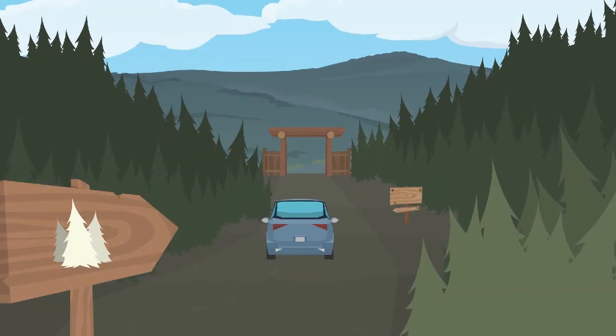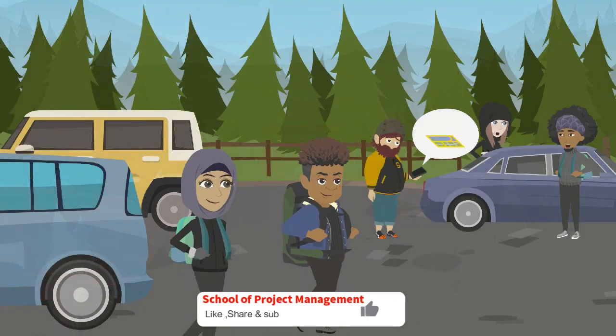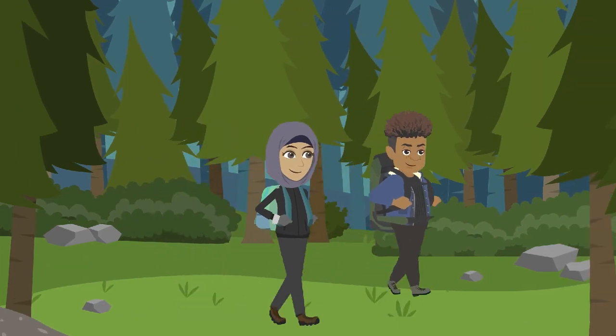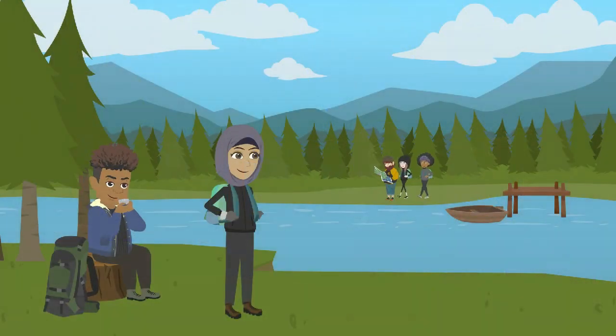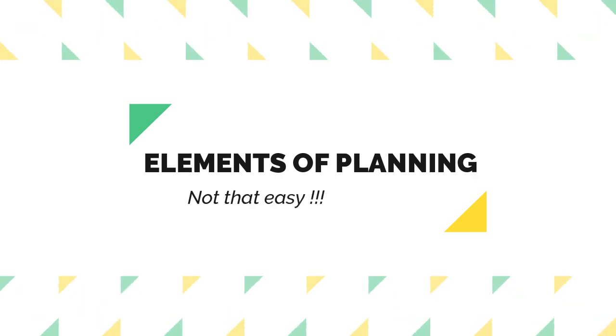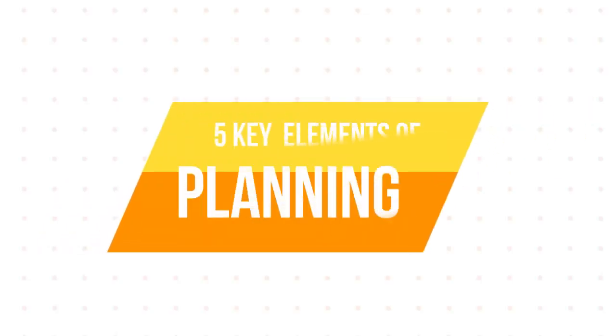Imagine you're planning a road trip. You need to know your destination, the route, the stops along the way, and also the fuel you need. Similarly, in software project planning, you outline the project scope, tasks, milestones, and the resources required to deliver the software to your client. Well, this may sound simple, but it's not that simple. So let's break down those elements of planning and understand better what software project planning consists of.